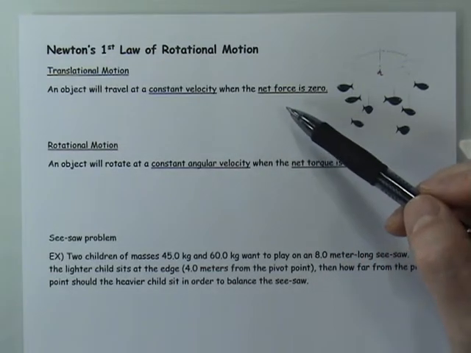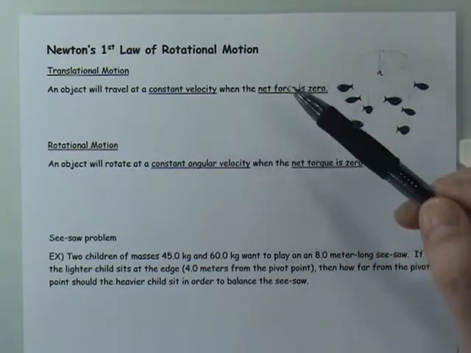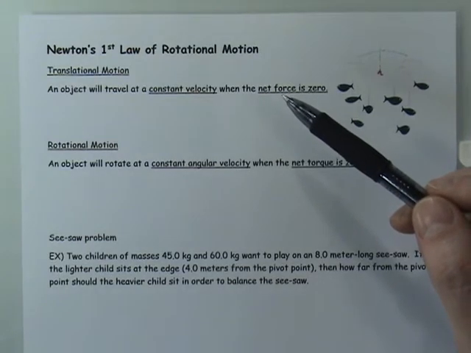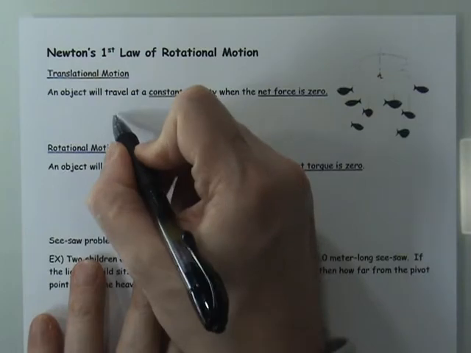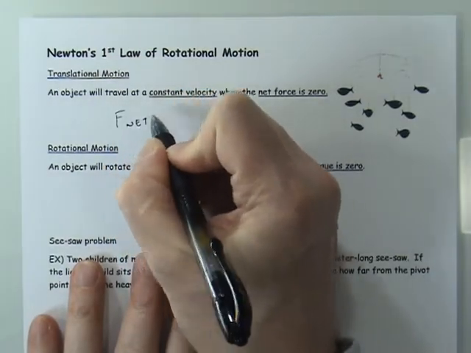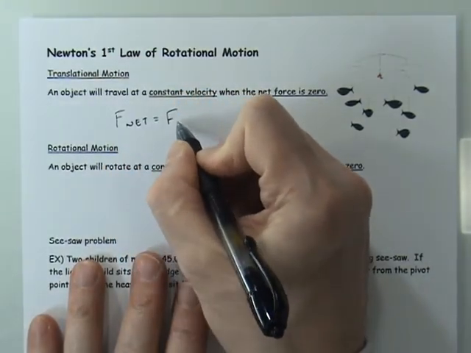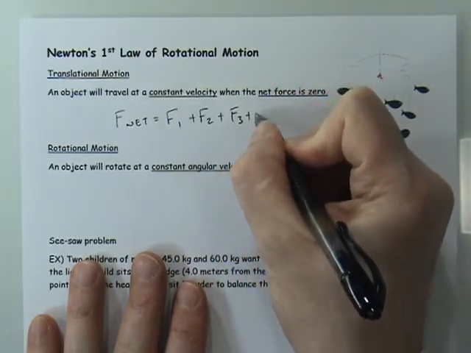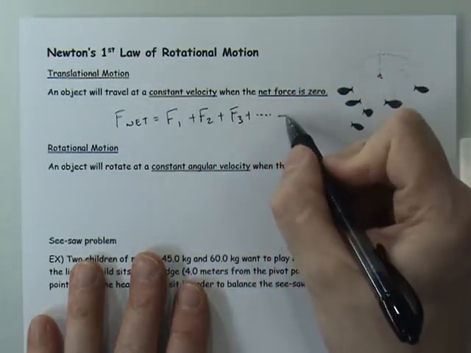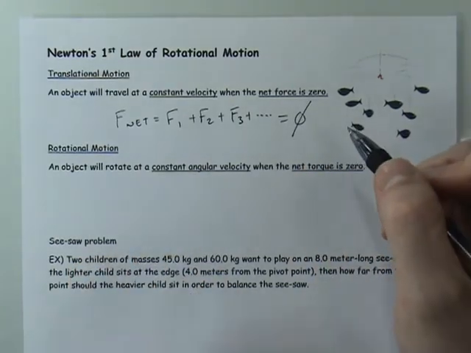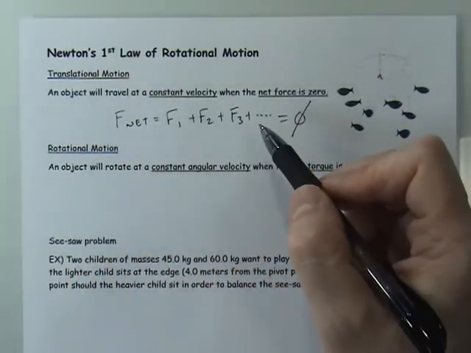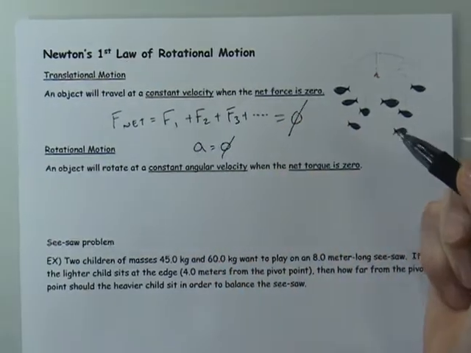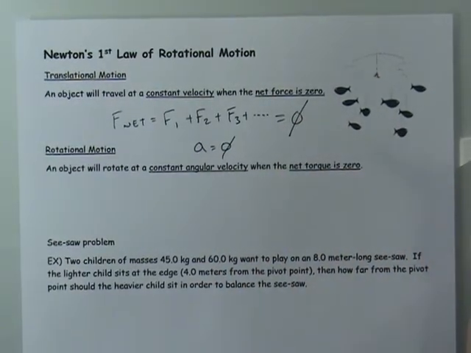Okay, if the net force is not zero, then they don't travel with constant velocity, and you're going to see some form of acceleration. That could be linear acceleration or centripetal acceleration. But in this case, what it's saying is that if the net force, which we calculate by simply adding up all of the individual forces, and there could be 3 or 4 or more, is equal to 0, then the acceleration will be equal to 0. We will not have any acceleration. We will travel with constant velocity.